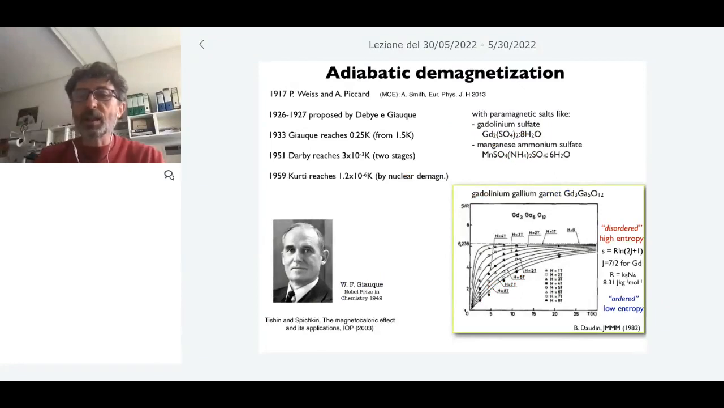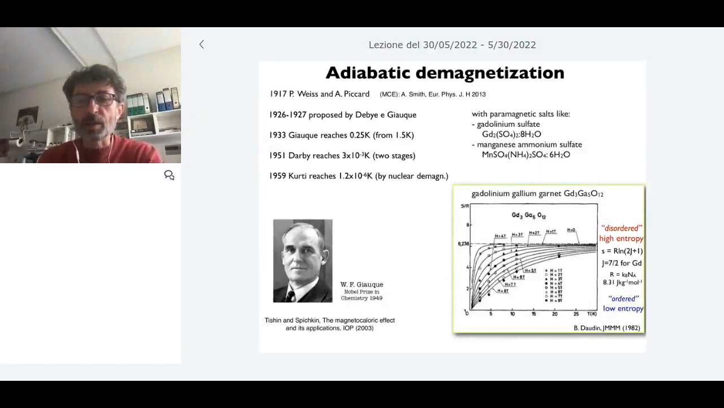This is called the adiabatic magnetization method. This is quite famous because it was, for a certain number of years, the record way to achieve cryogenic temperatures. What is the reason? At the time, it was really difficult to go below the liquefaction temperature of certain gases that were used.